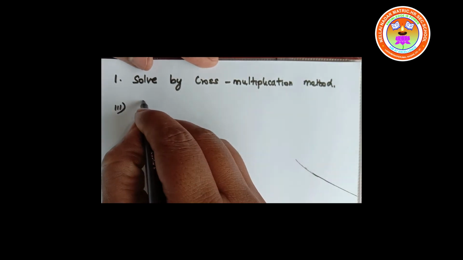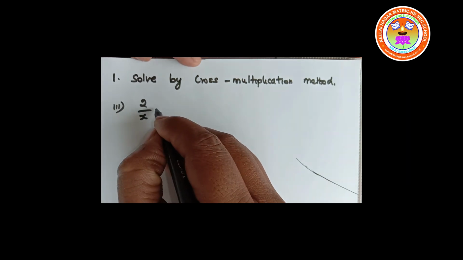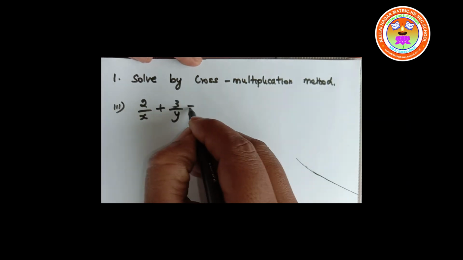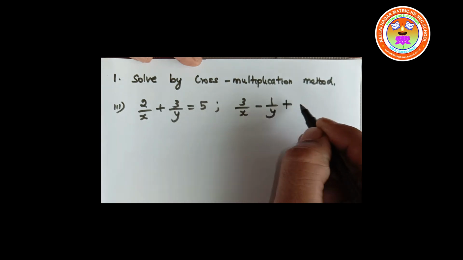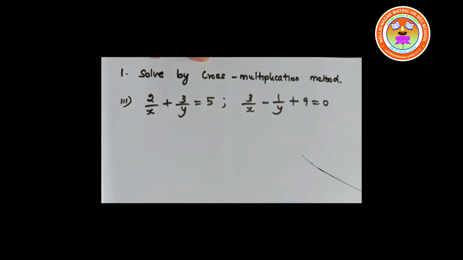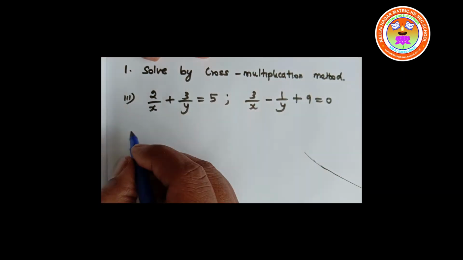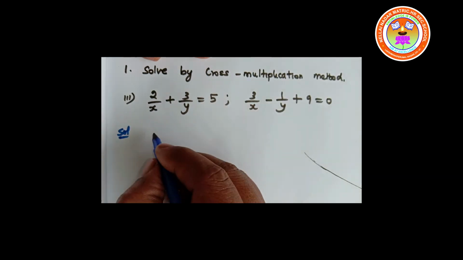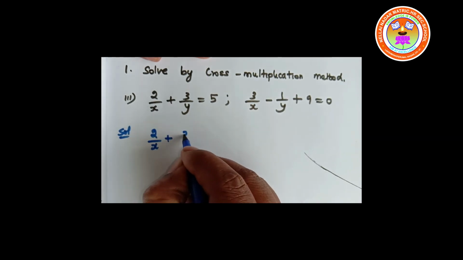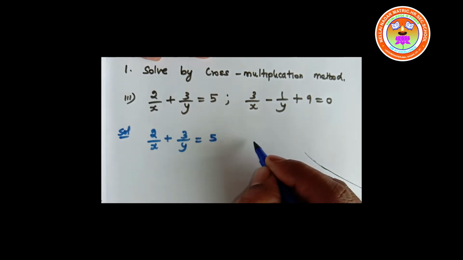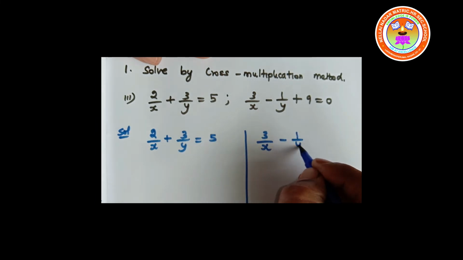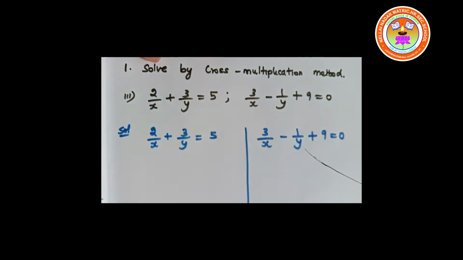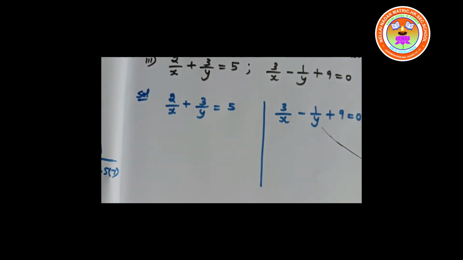Solve by cross multiplication method. Subdivision 3. 2 by x plus 3 by y equal to 5. 3 by x minus 1 by y plus 9 equal to 0. Is it clear, children? So now take down the solution. So 2 by x plus 3 by y equal to 5. 3 by x minus 1 by y plus 9 equal to 0. Right, children?